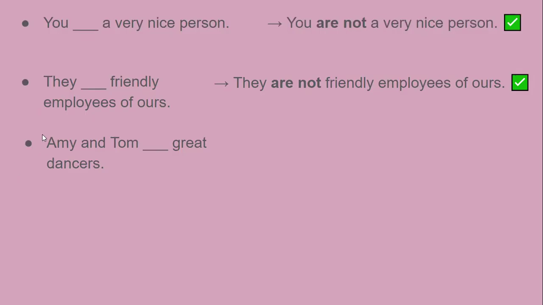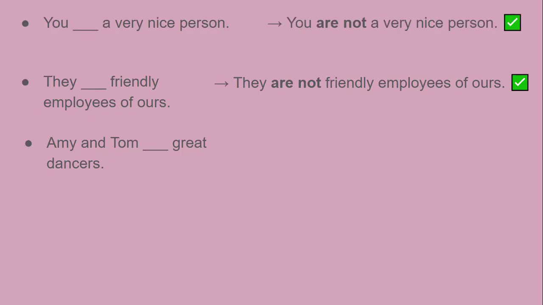Next up, Amy and Tom, blank, great dancers. So you've got Amy, who is a she, and you've got Tom, who is a he. In this case, you've got two subjects. As I've explained in the previous video, we take them as a collective. So it's two people now. So it's the same as they, because I am not included in this collective subject. So the subject is the same as they.